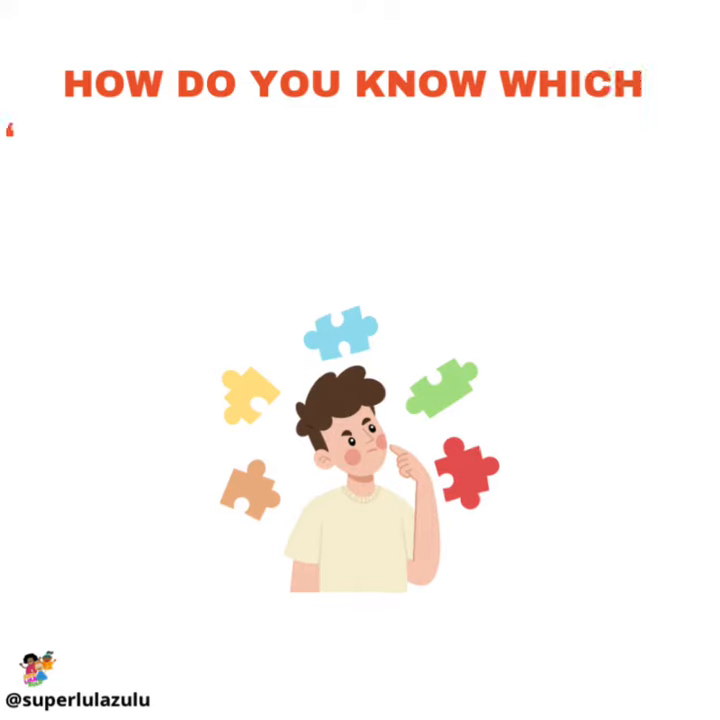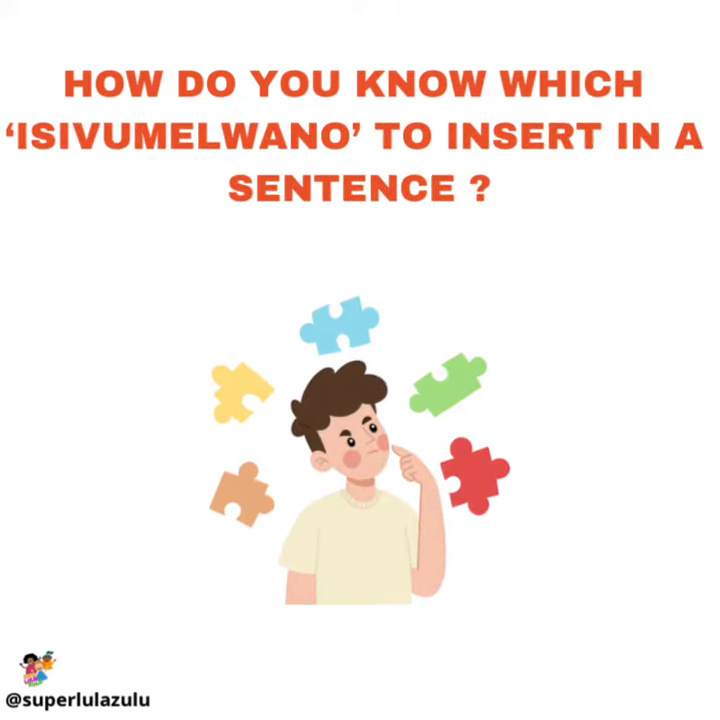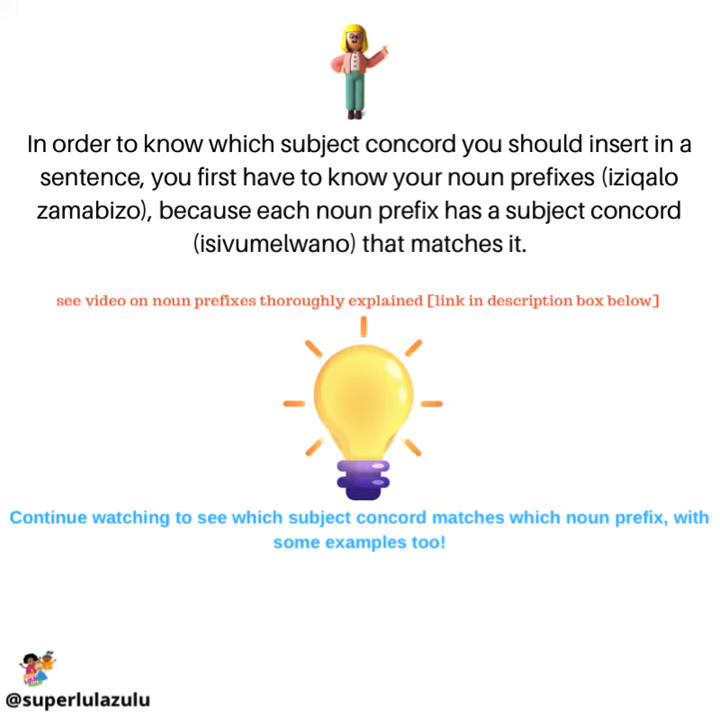So then, how do you know which isivumelwano to insert in a sentence? In order to know which subject concord you should insert in a sentence, you first have to know your noun prefixes, iziqalo zamabizo, because each noun prefix has a subject concord, isivumelwano, that matches it.